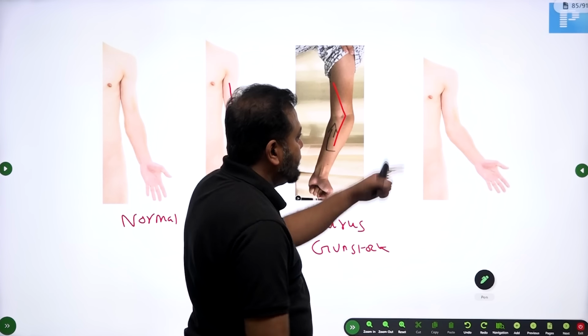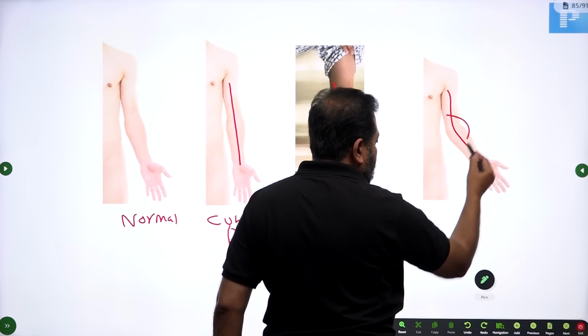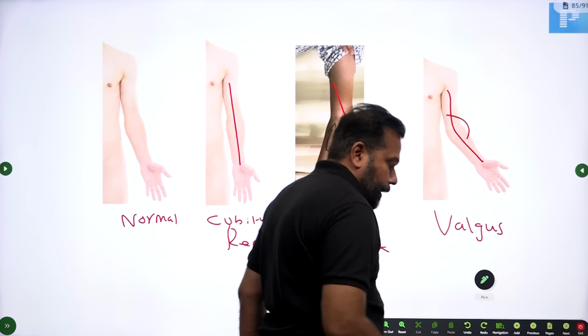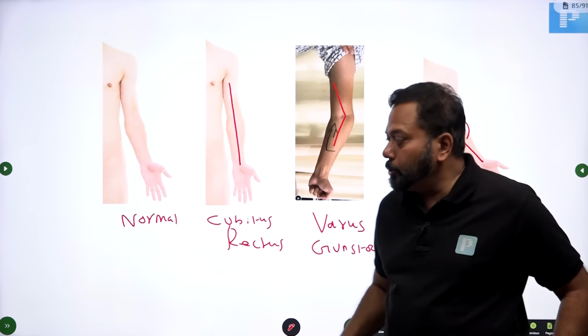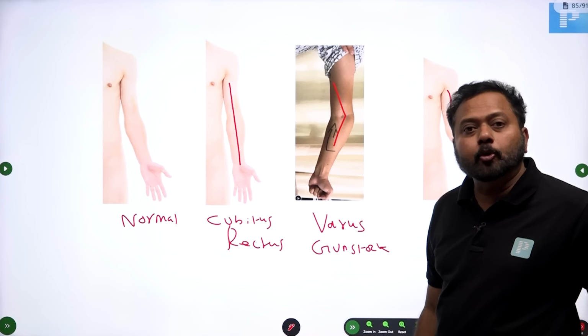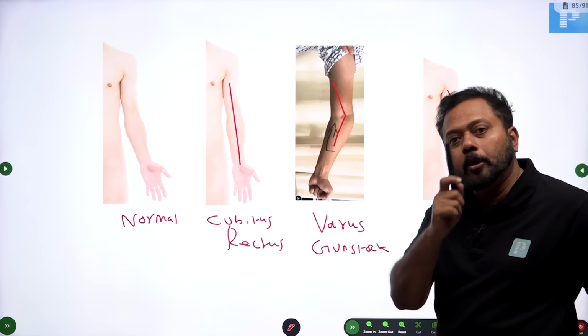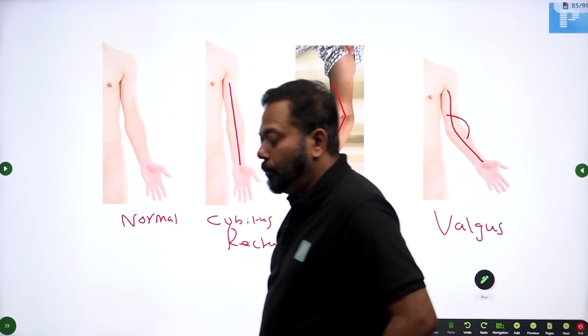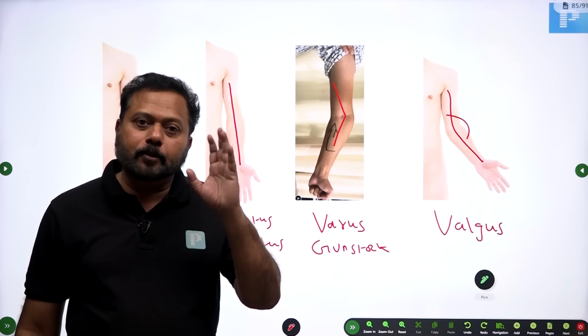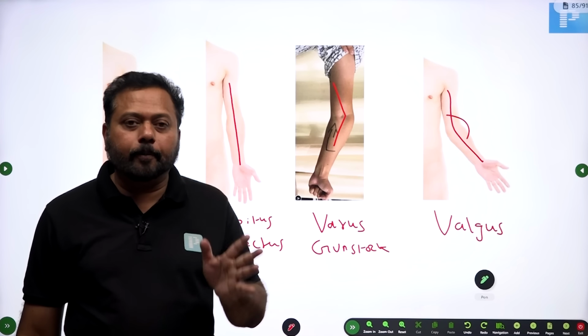Gunstock deformity. This is very excessive carrying angle. This is called valgus, cubitus valgus. The most common cause for cubitus varus or gunstock deformity is malunited supracondylar fracture. This is a one lakh times repeated MCQ. The most common complication of malunited supracondylar fracture is cubitus varus, otherwise called gunstock deformity.